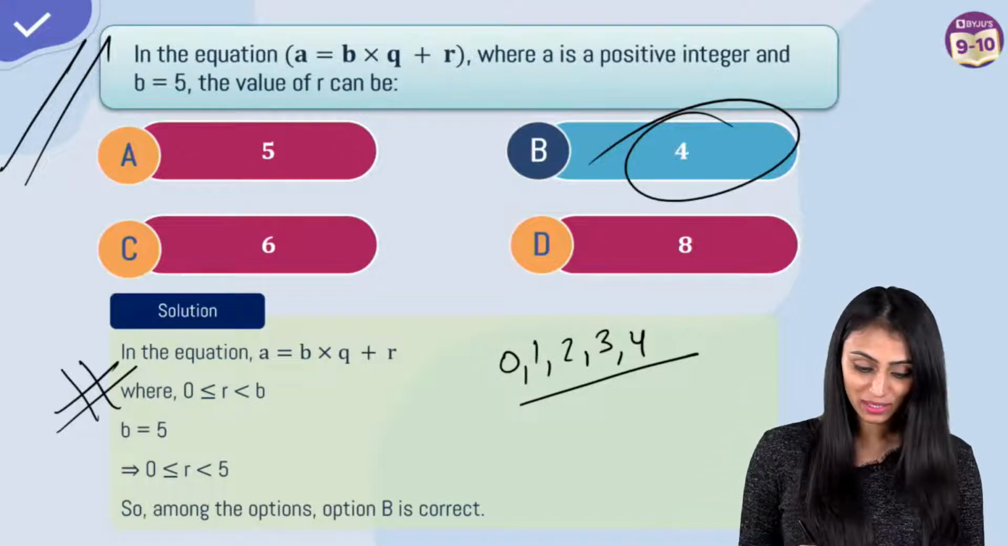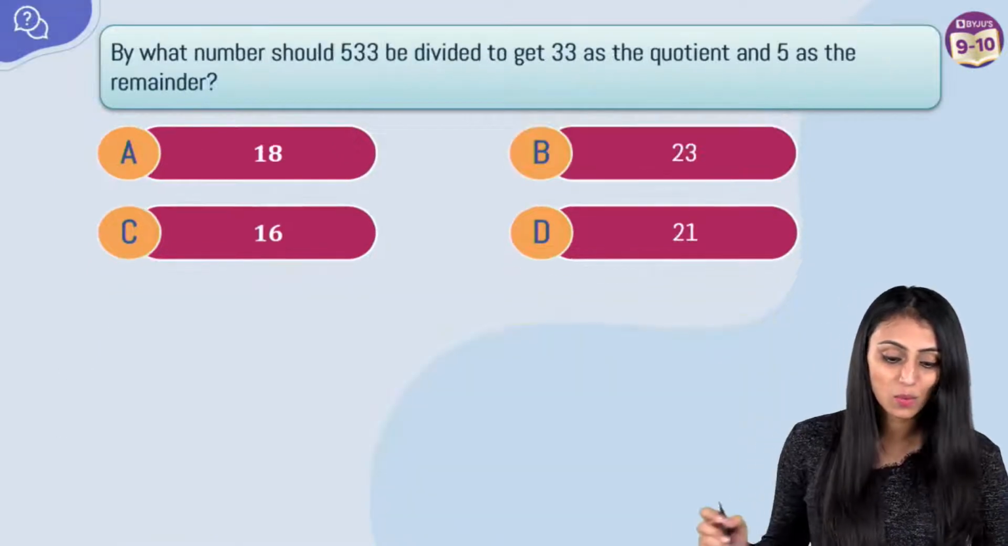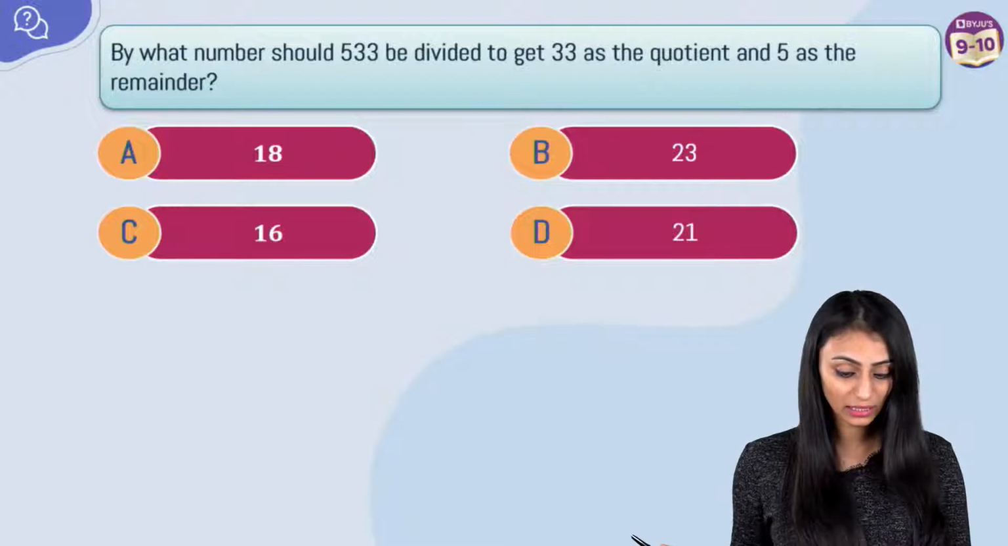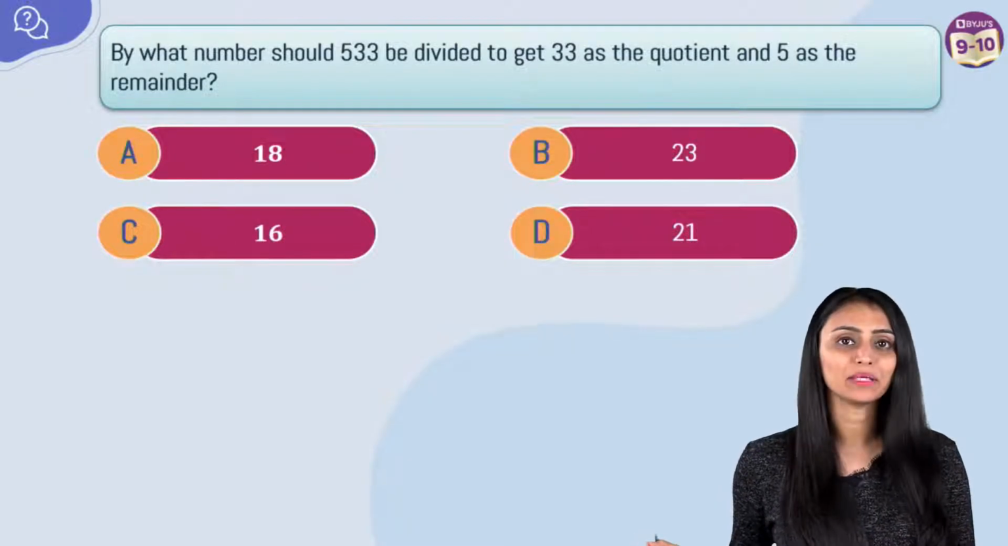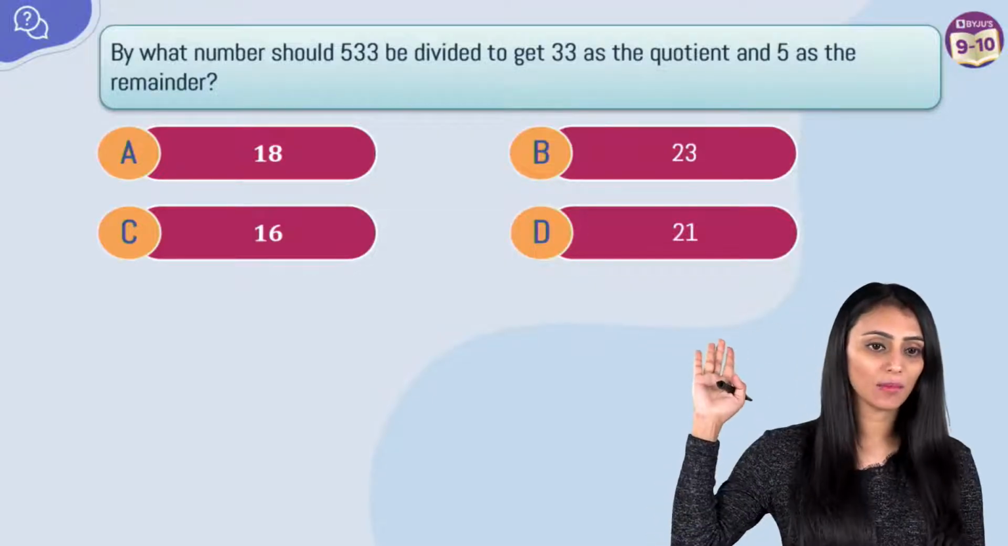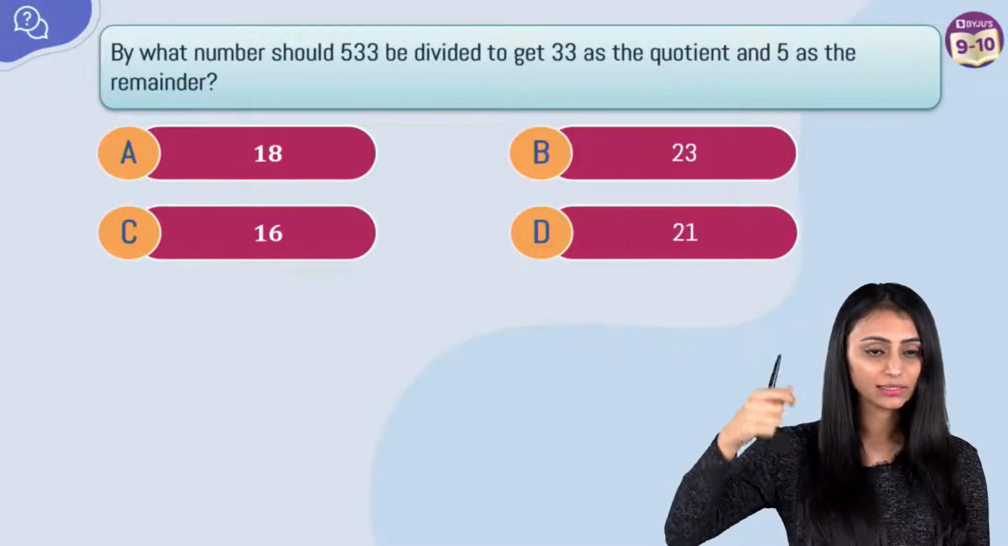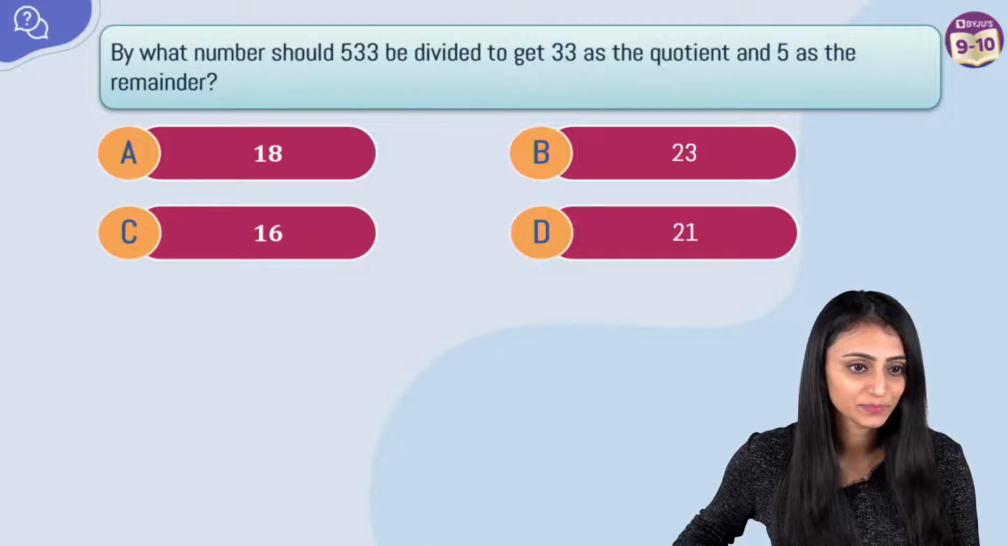Alright, awesome. Let's try out one more question. By what number should 533 be divided to get 33 as the quotient and 5 as the remainder? Quickly tell me. Using this Euclid's division lemma, you have to use that only. Tell me what the right answer is going to be.